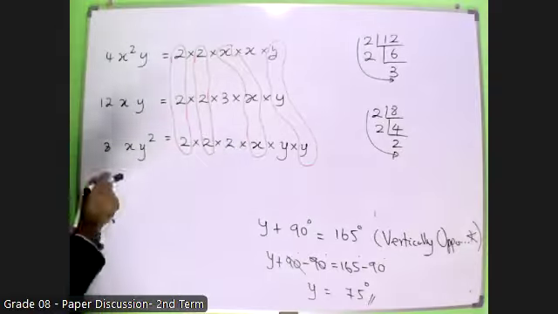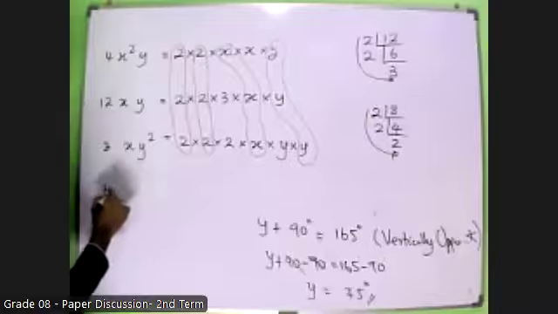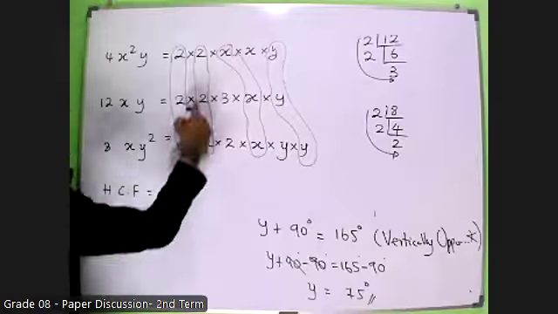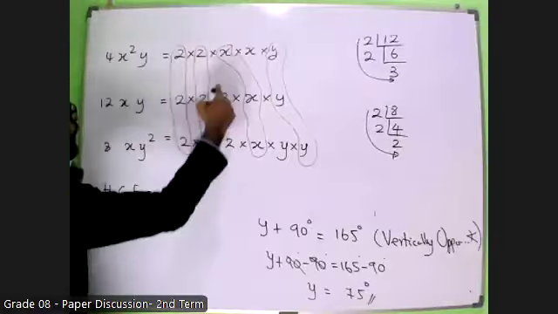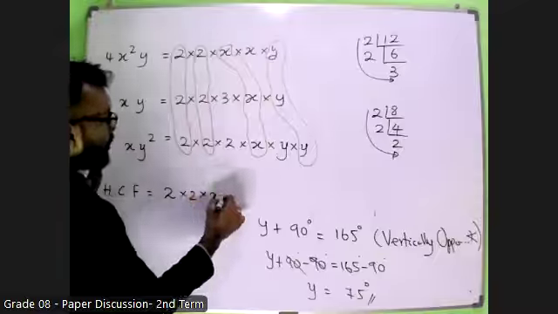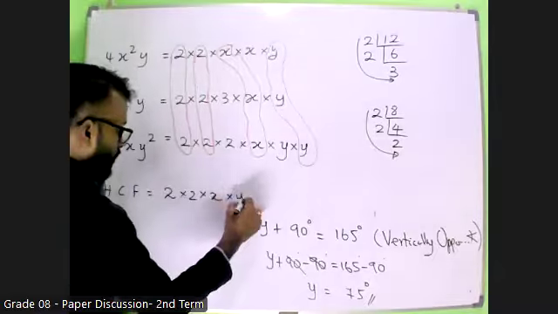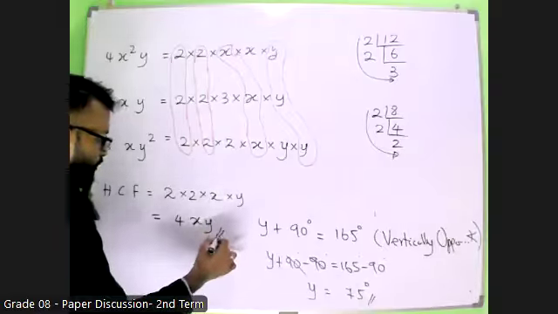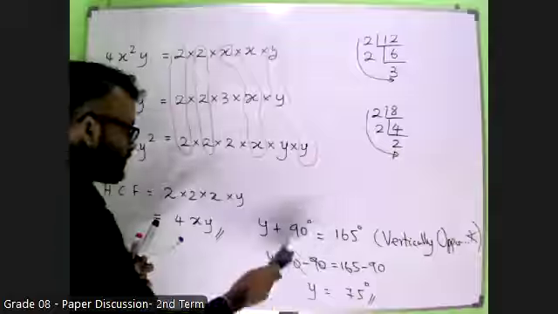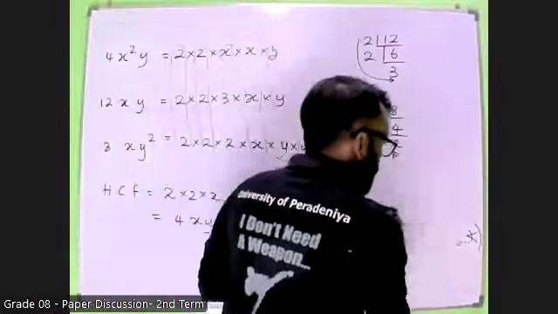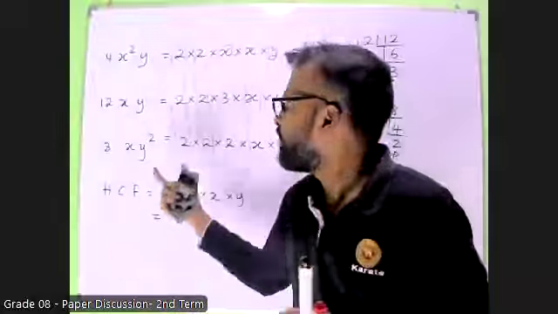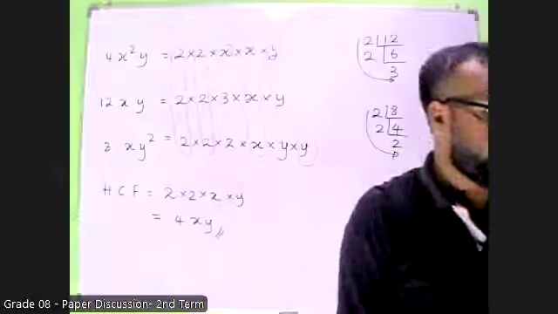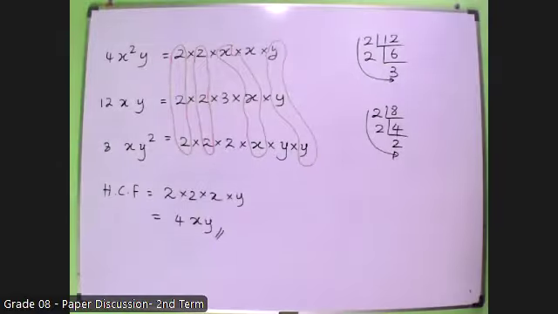Okay. So the highest common factor or HCF can be written as: here you have 2, here you have 2, here you have x, here you have y. 2 times 2, 4xy. So this will be your highest common factor. Now you need to try to understand. This is the way that I need to follow if I am finding the highest common factor, HCF.